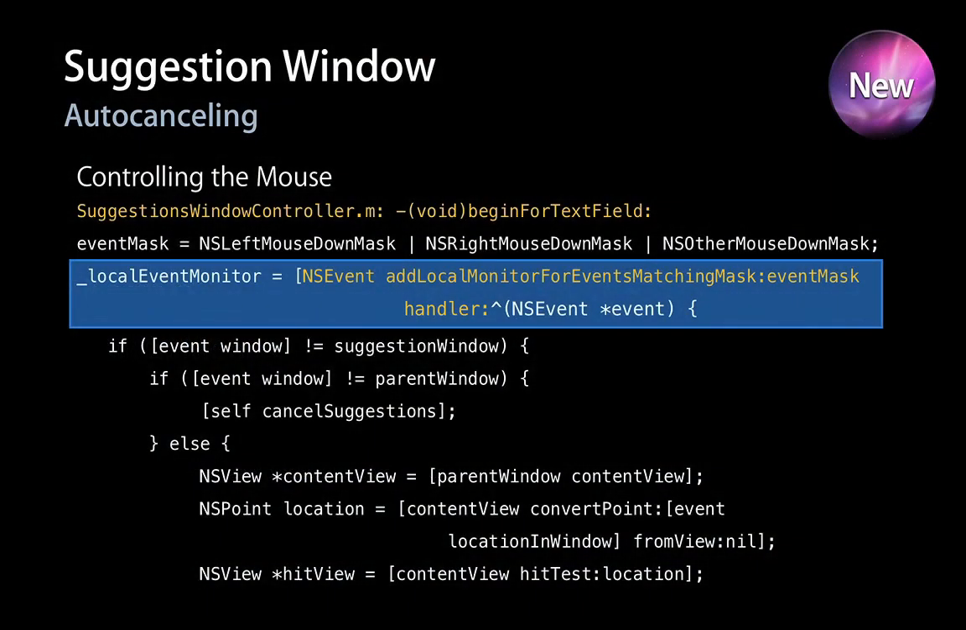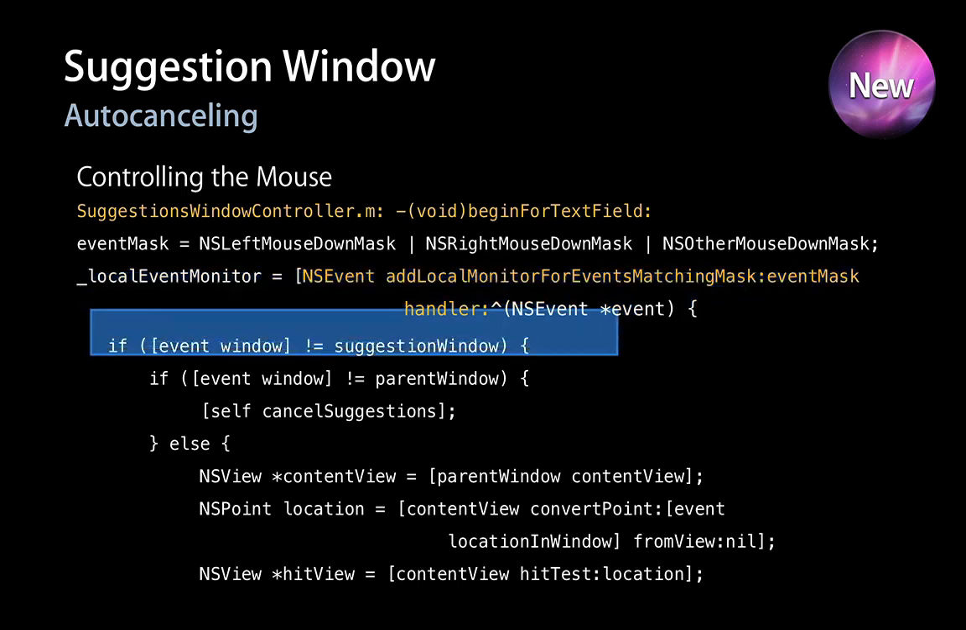Peter has already talked earlier in the talk about local event monitors and when they are processed. And this is a great place for us to use it. Event monitors are new in Snow Leopard. So whenever we go to show our suggestions window, we'll go ahead and add a local event monitor. And this is great because now we don't have to subclass NSApplication or NSWindow. So add a local event monitor for events matching mask, and we're interested in any of the mouse downs, whether it's the right mouse button, the primary mouse button, or any other mouse button.